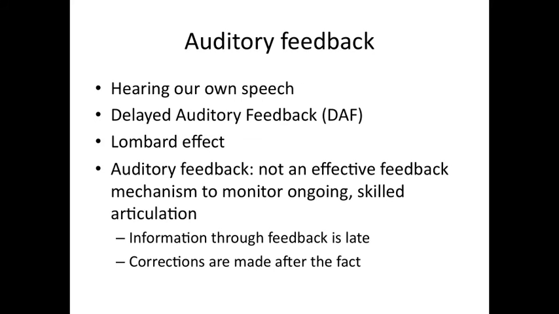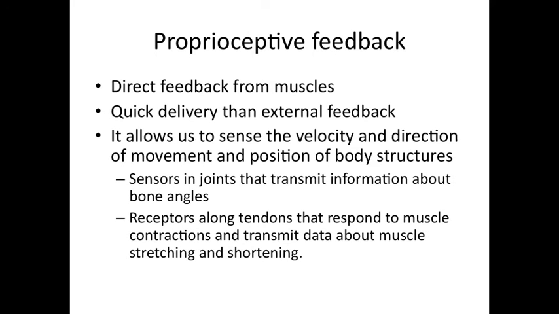So in order for us to be able to monitor ongoing feedback, what is something that we might use as a system that allows us to correct as we are moving our articulators? That's called the proprioceptive feedback. The meaning of proprioceptive feedback is that we get direct feedback from the muscles.